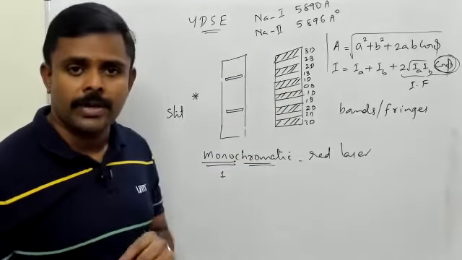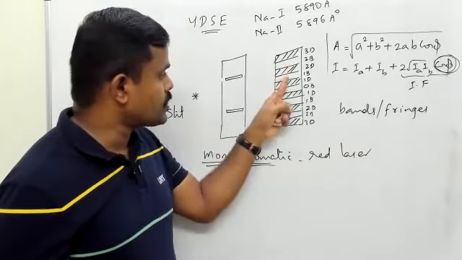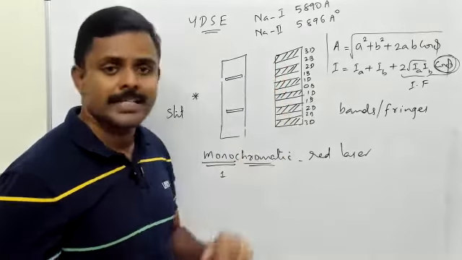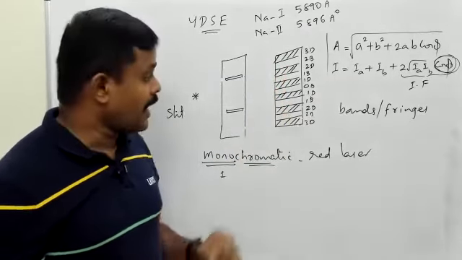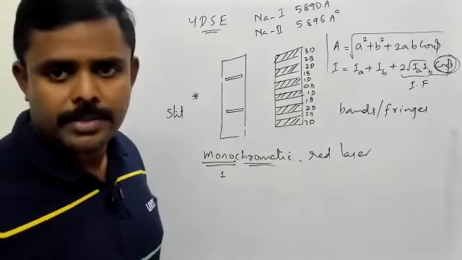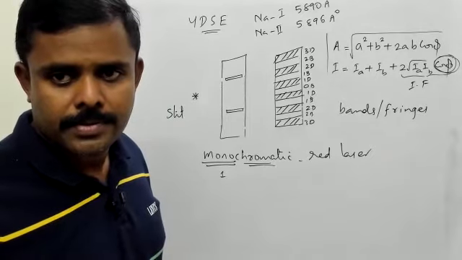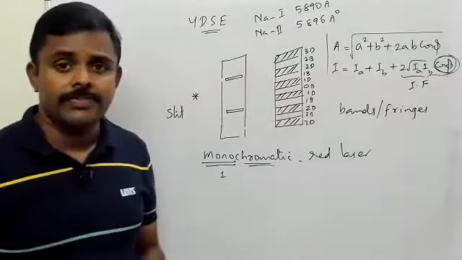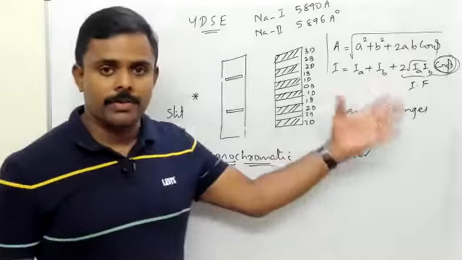And the maximum I was talking about is this one, this one, this one. These are all maxima. And minimum is the dark band. Do you get the concept here? We have seen the condition for maximum. We will move to the condition for minimum later.